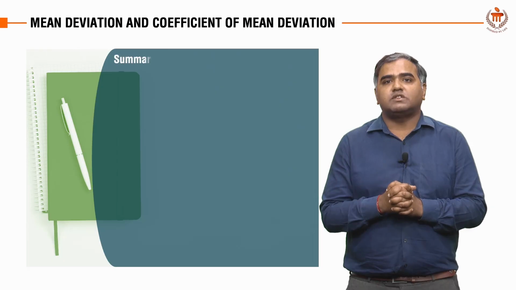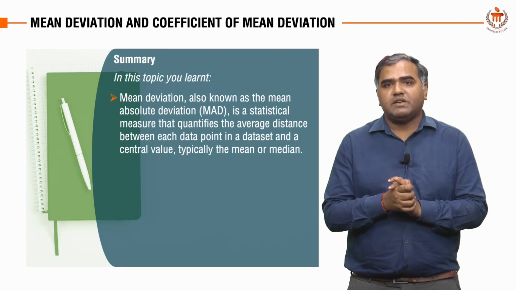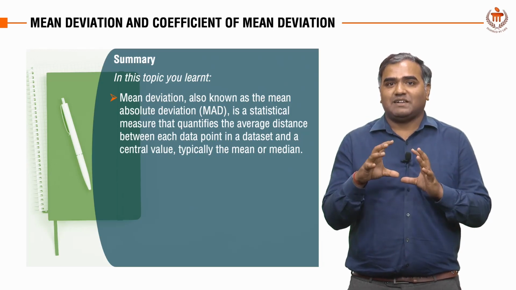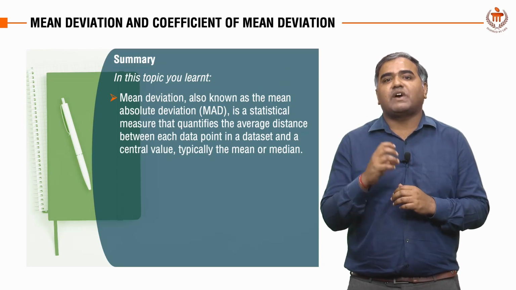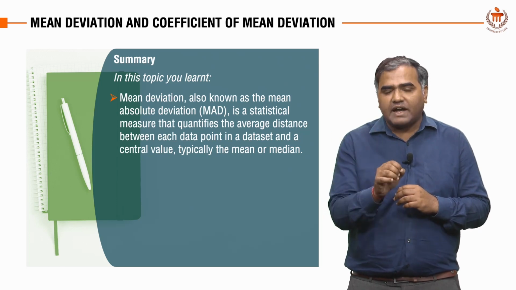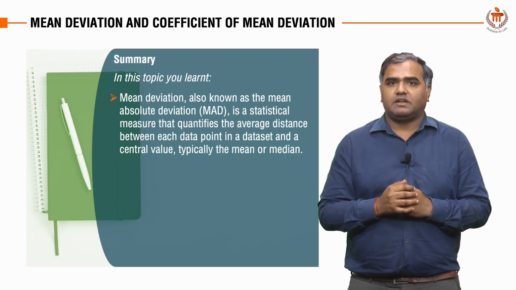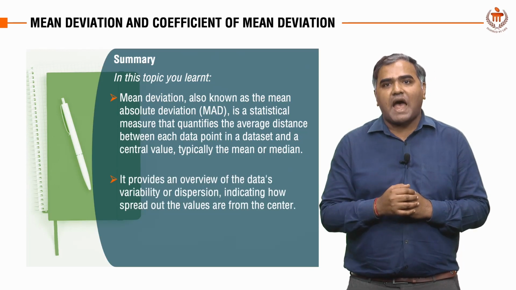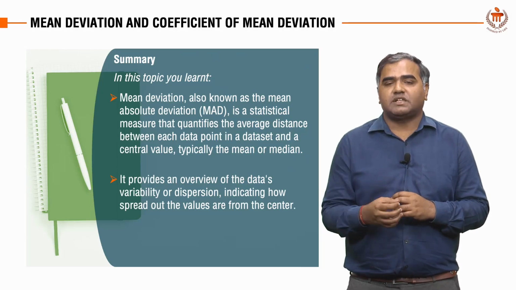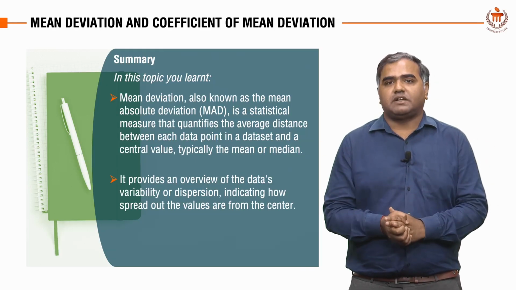Let's summarize the concept we have discussed so far in this session. When it comes to mean deviation, it is also known as mean absolute deviation, MAD. It is a statistical measure that quantifies the average distance between each data point in the data set and the central value, which is typically the mean or it can be the median. MAD provides an overview of data variability or dispersion, which indicates how spread out your values are from the center.